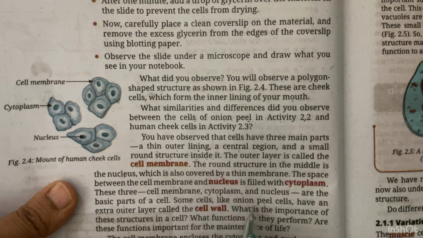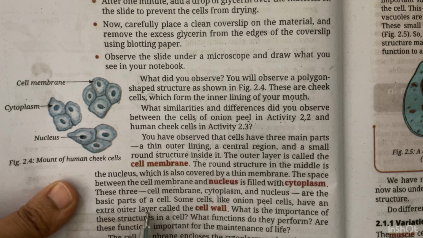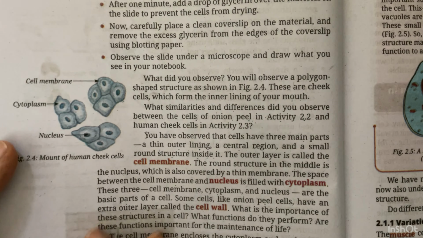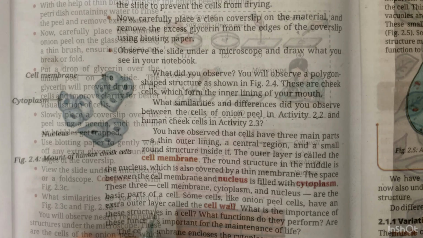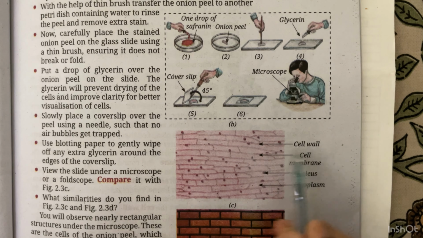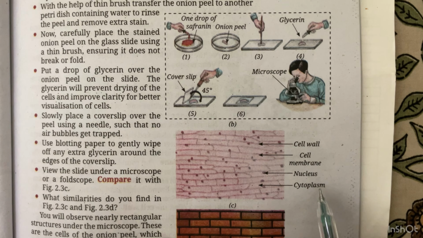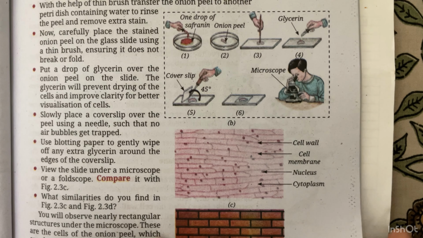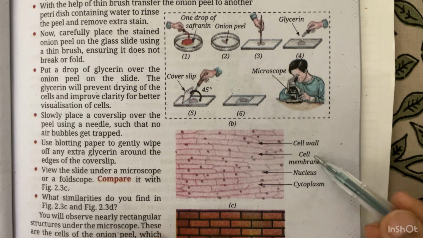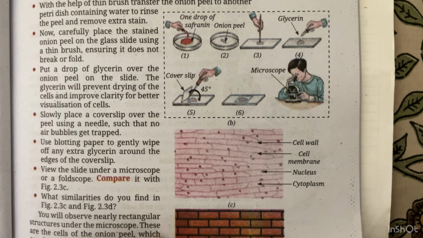Some cells, like onion peel cells, have an extra outer layer, which we call the cell wall. Let me show you the picture. In this, the extra layer is the cell wall. Otherwise, it has a cell membrane, nucleus and cytoplasm, which are also present here in the onion peel. But otherwise, these are the three main basic parts in cells.